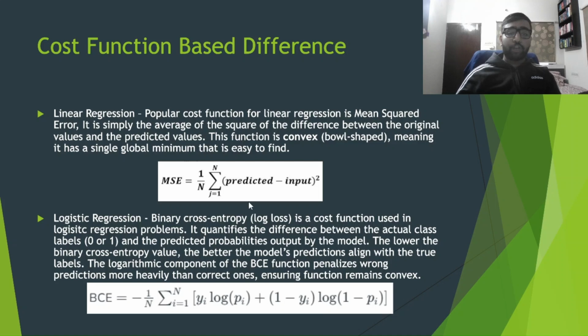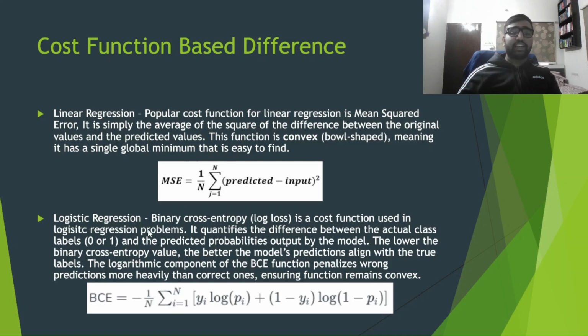So here is the formula for mean squared error. It is a cost function for linear regression. In mean squared error, we try to find the square of the difference between the predicted and the input or the real outcomes, and then we take the average of all those squared values, which gives us the mean squared error.